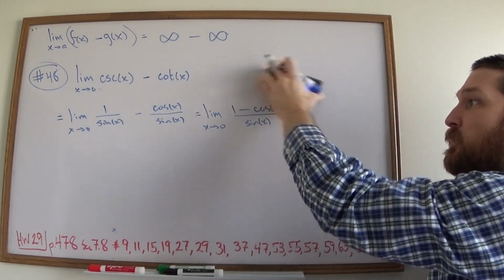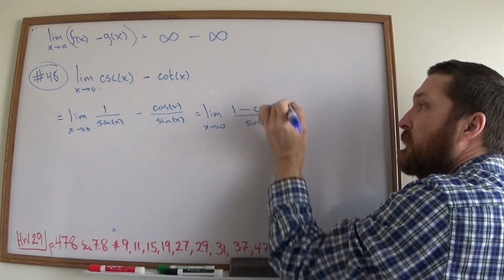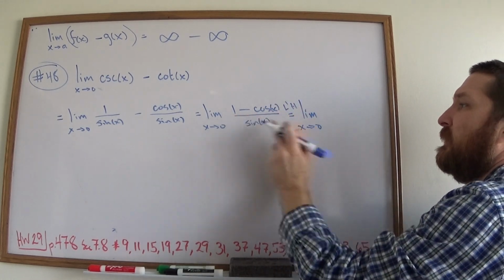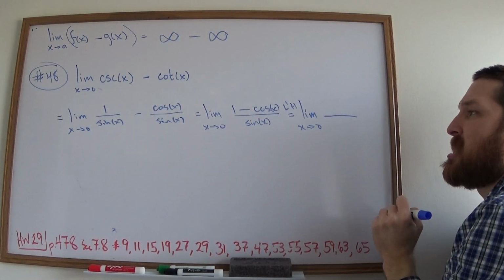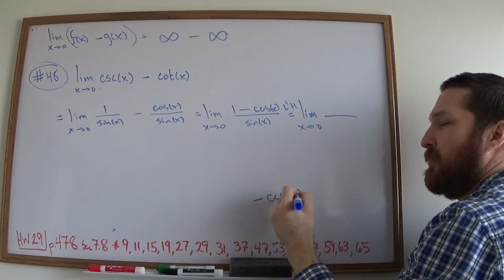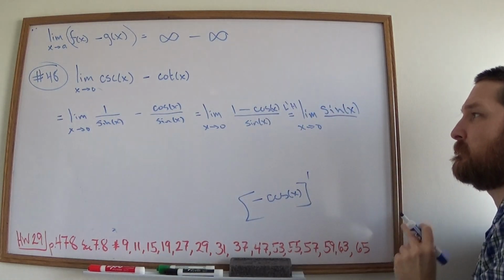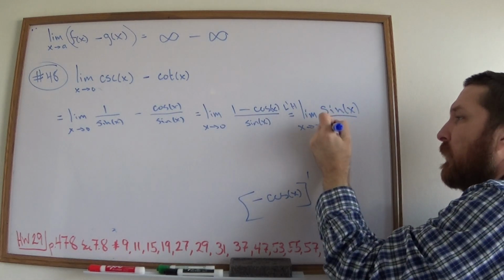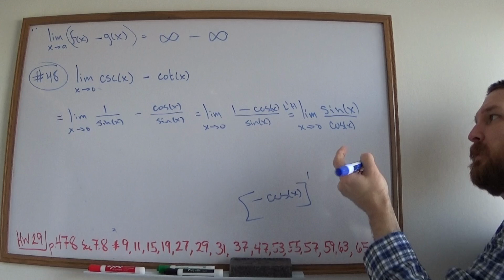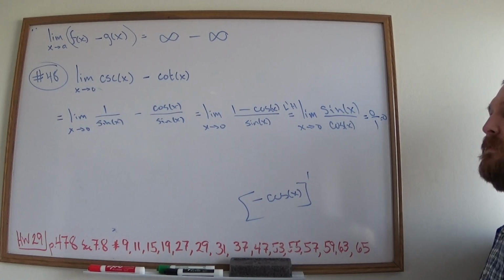You can't use L'Hopital's rule, but this time you can, because they're both going to 0. So I'm going to use L'Hopital's rule to get that this is the same thing as the limit as x goes to 0 of, what's the derivative of the top? Just negative sine of x. Negative? Oh wait, positive because it's negative. Yeah, right. So positive sine over cosine. And now we could just plug it in. And we get sine 0 is 0 over cosine 0 is 1. This just works out to 0.